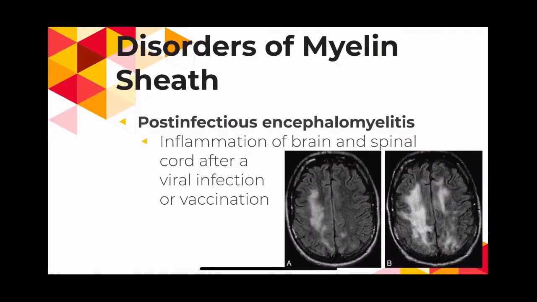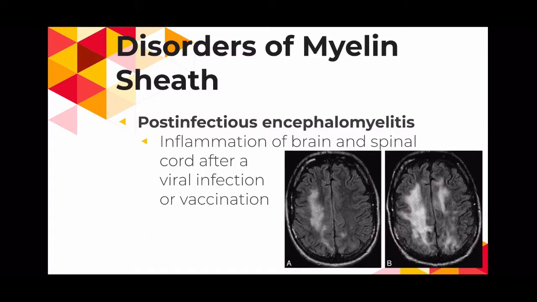The last disorder we are going to talk about for disorders of the myelin sheath is going to be post-infectious encephalomyelitis. Encephalomyelitis is one of your words, and it looks super scary, but if we break it down, it's not too bad. So the root encephalo means the brain, and the root myel means spinal cord. We know the suffix itis means inflammation, so encephalomyelitis is inflammation of the brain and the spinal cord. So it's basically inflammation of your entire central nervous system.